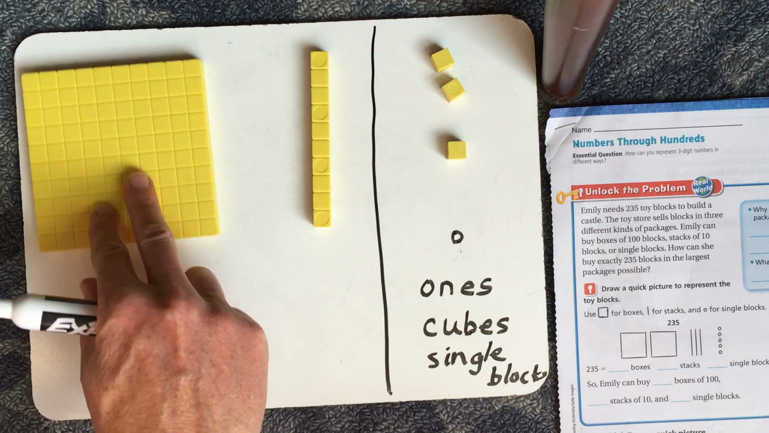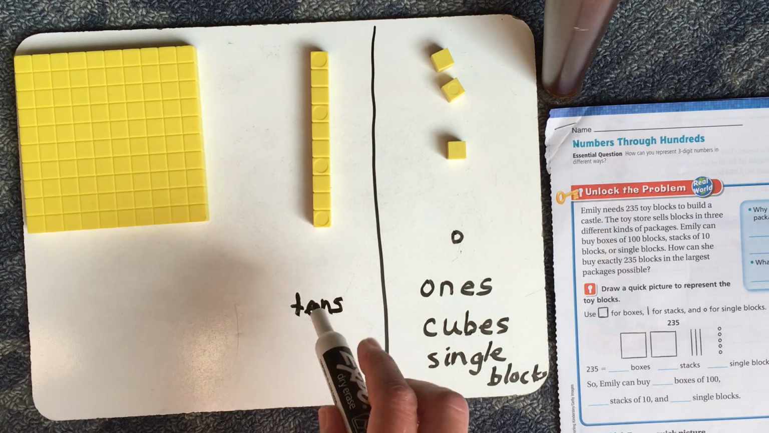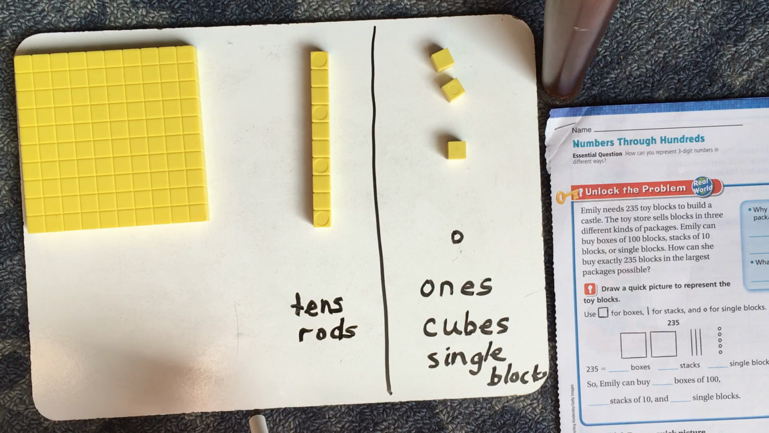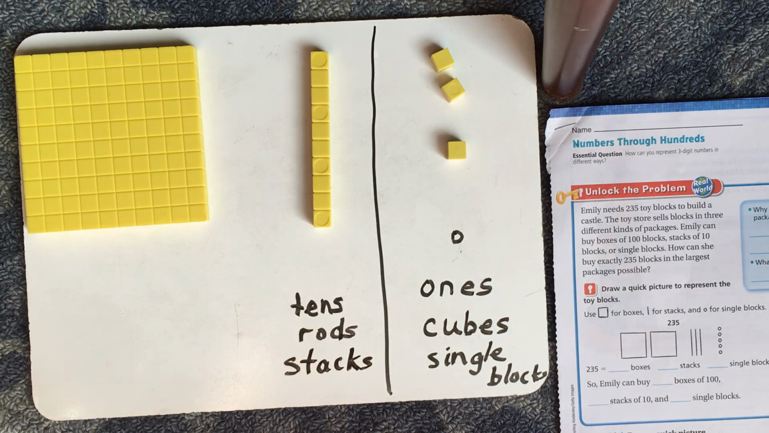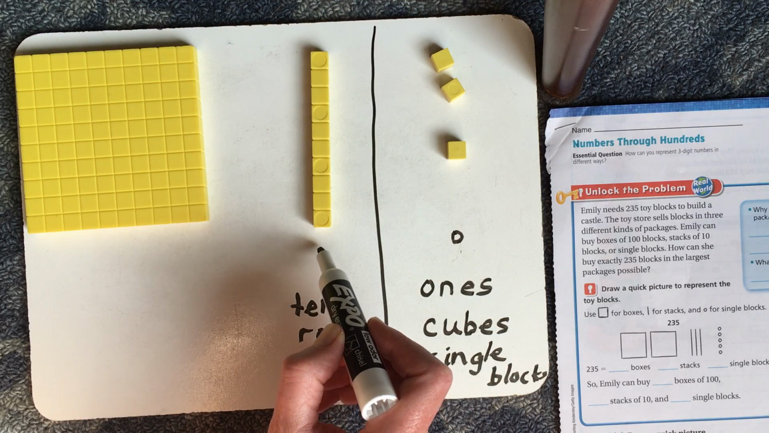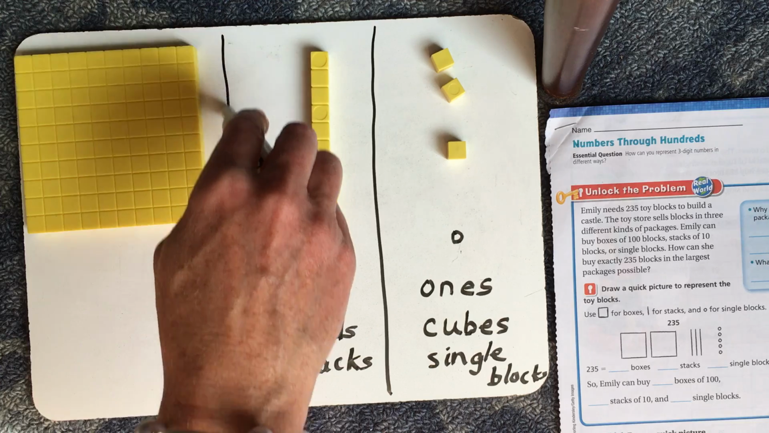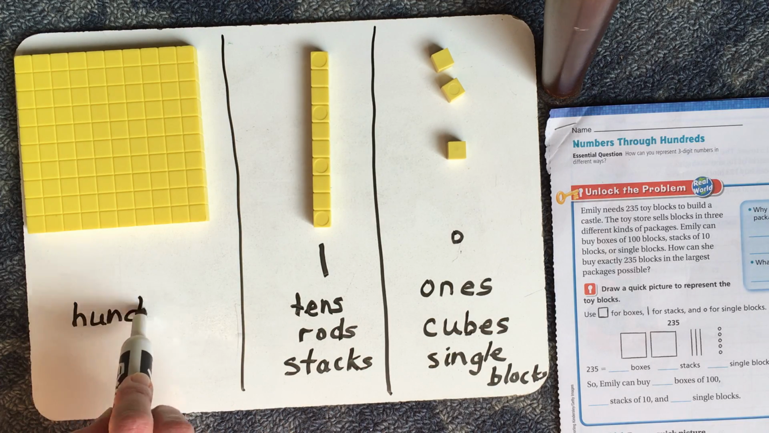All right. And then tens, or I sometimes call them rods, but our book calls them stacks. It's kind of like a new vocabulary that we have to get used to, but you probably remember this from last year. The way that they draw it in our book, if we're doing a quick draw, is just a line. It almost looks like a tally mark. Okay, and then our hundreds, they're worth hundreds, so this would be our hundreds column.